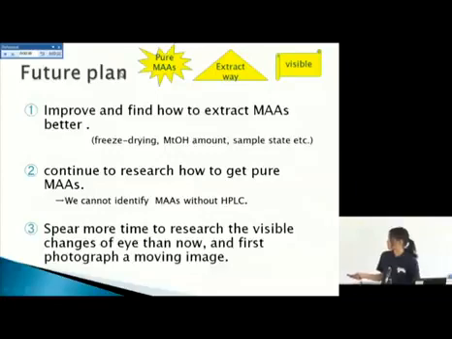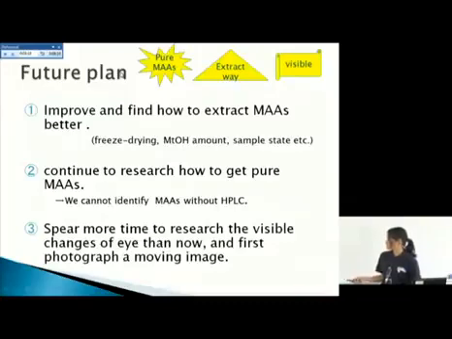Second, my future plan is to continue to research how to get pure MAS. We don't know what the pure MAS peak is like, so we need pure MAS, and we cannot identify MAS without HPLC. If we use HPLC, we need pure MAS, so this is a very important task. But pure MAS is now very difficult to get, so it's maybe a very hard task.